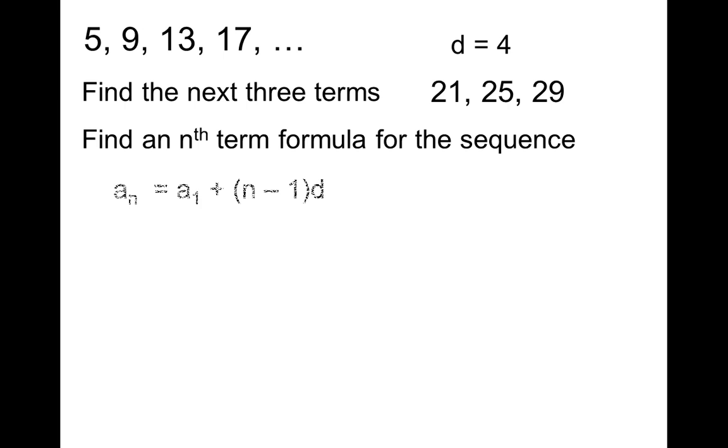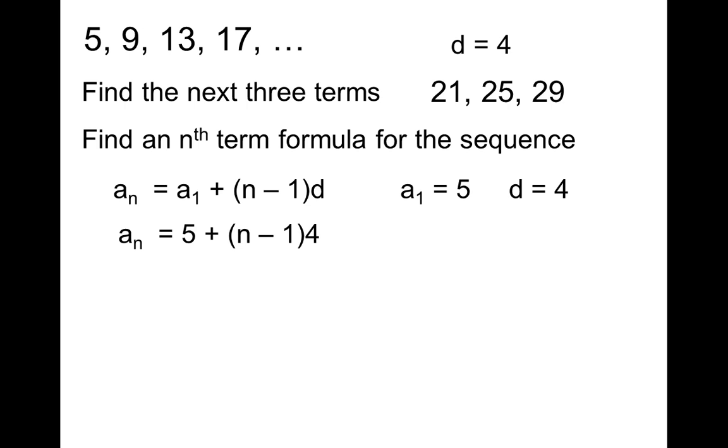And we know both of those things. The first term is 5, and the common difference is 4. So, to find an nth term formula, all we have to do is take the first term, which is 5, and add n minus 1 times 4.